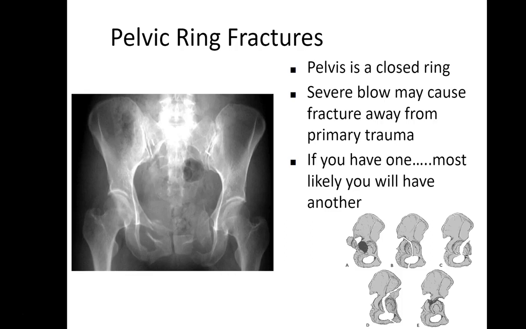Pelvic ring fractures occur more often in men than women, and it's very common that if you have one pelvic ring fracture, you most likely have another. And you can see there's multiple fractures here in this pelvis. Inferior ramus, superior ramus, the ramus on this pubic bone looks disrupted, and here. And then this chart is just showing different categories of pelvic ring fractures.